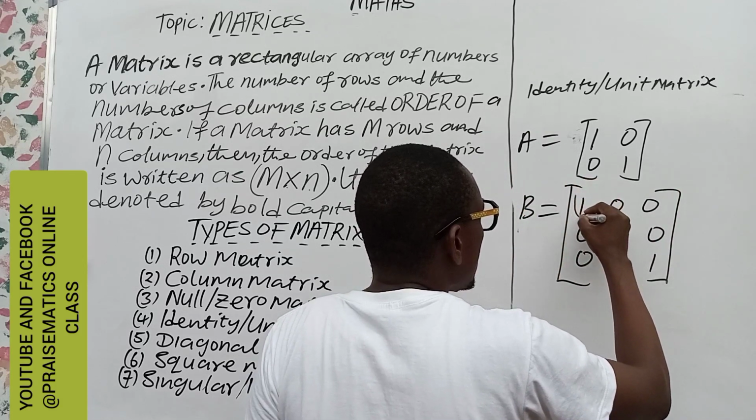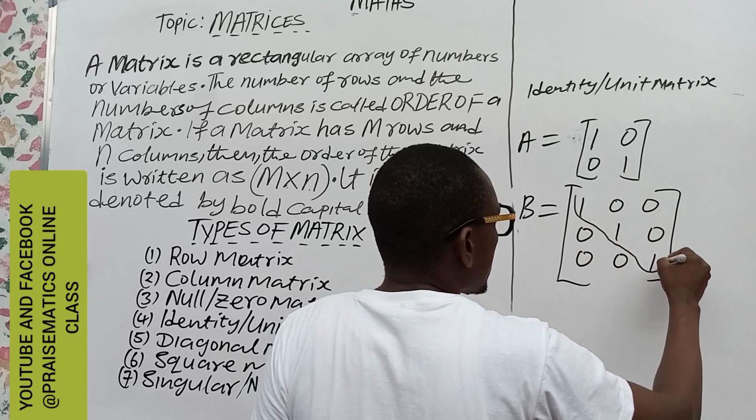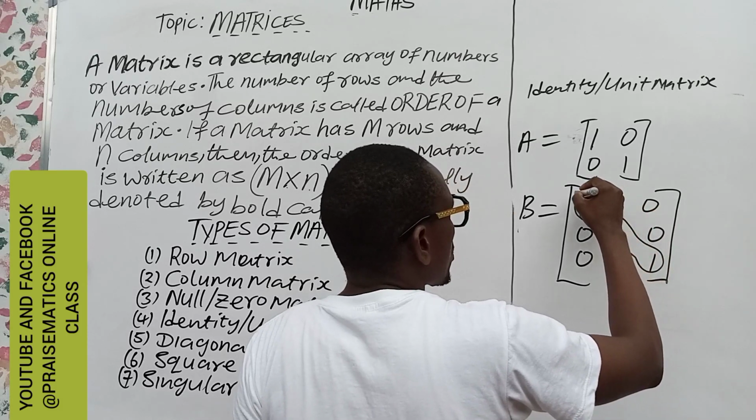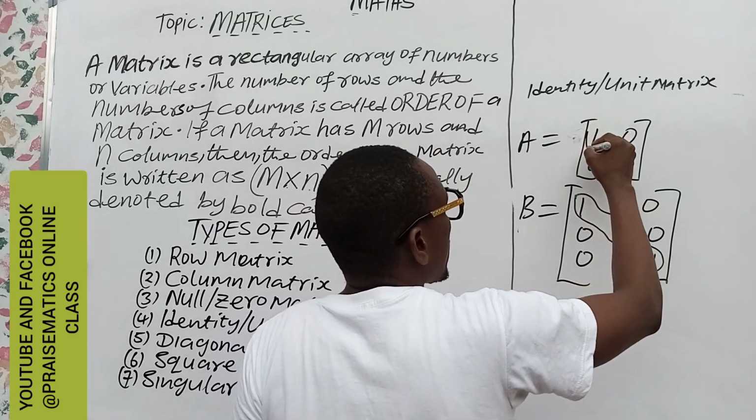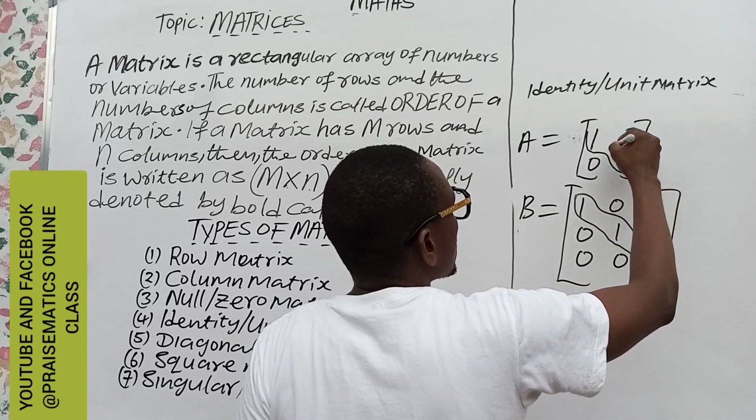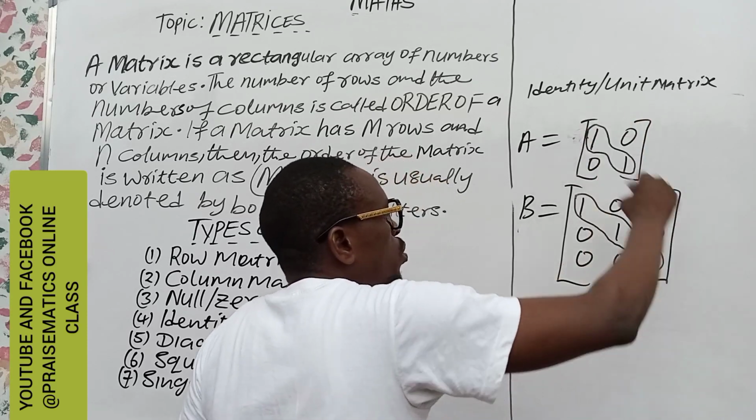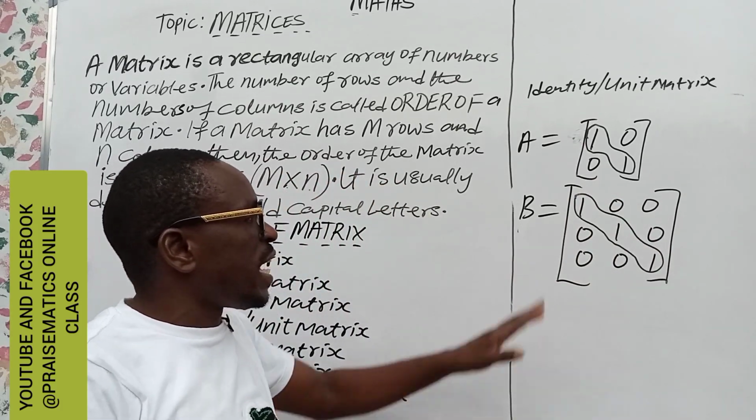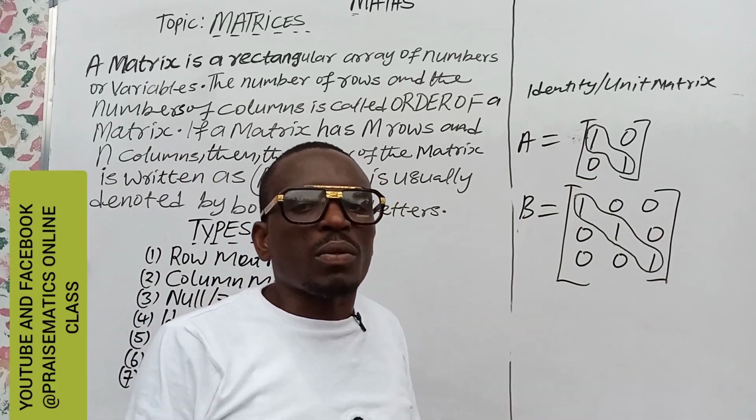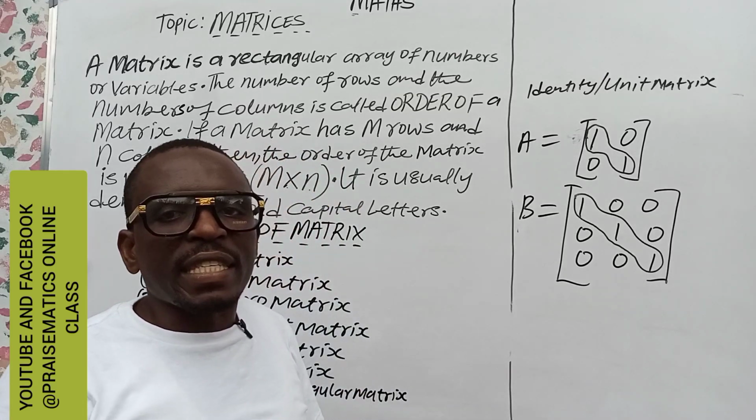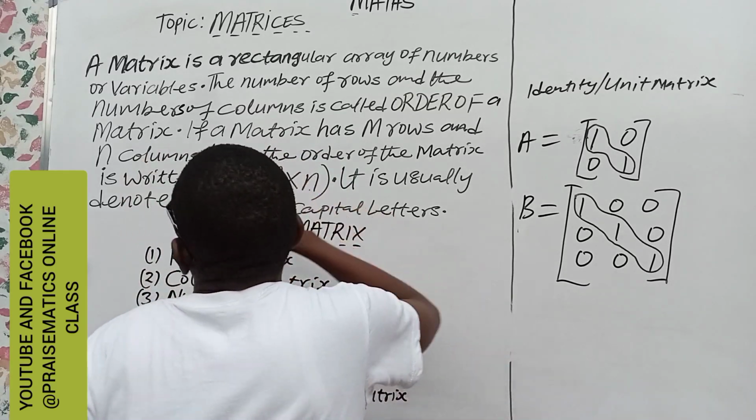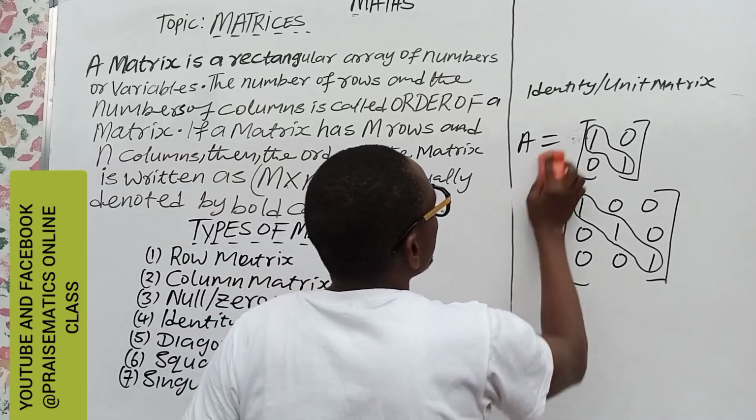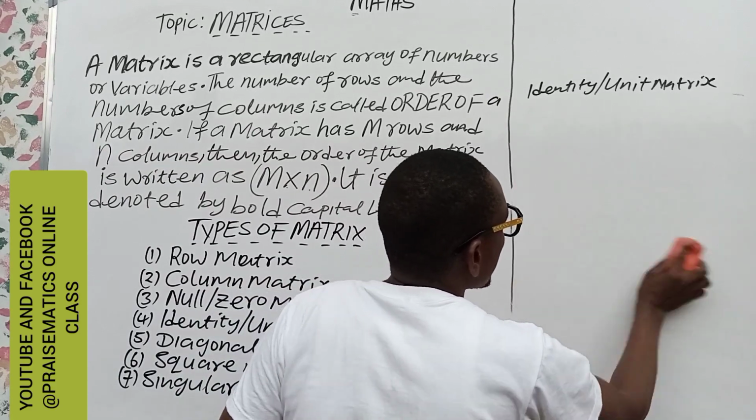Any matrices in which their leading diagonals are equal to unit or 1 is called what? Identity matrices. Their leading diagonal is always 1, 1, 1 throughout. A type of matrices in which their leading diagonal contains 1 throughout is called identity matrices. Okay. Thank you. I hope you understand it.